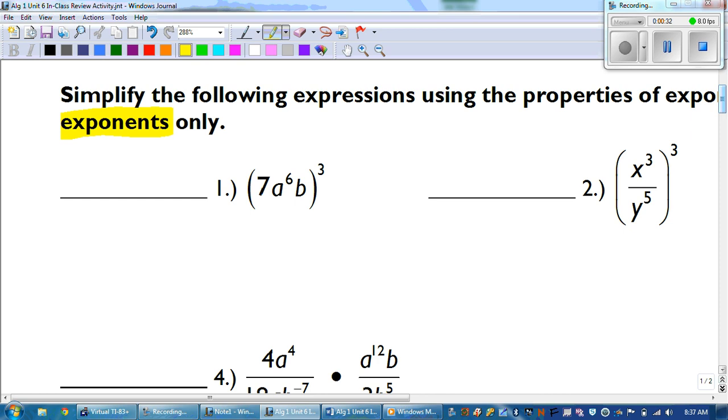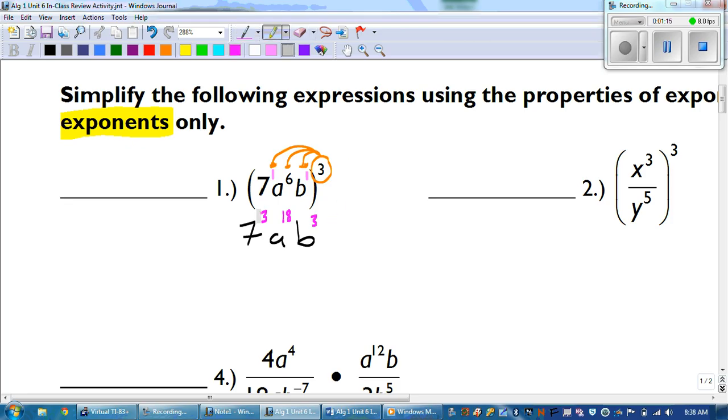Now, when the 3, that little exponent on the outside of the parentheses, is there, that's where we distribute, and we want to make sure that we're distributing to everything inside. Now, if it doesn't have an exponent, remember, it really does, it has a 1, okay? So we need to take this 3 and distribute to everything. So we have the 7, the A, and the B, and they're all getting new exponents. So 1 times 3 is 3, 6 times 3 is 18, and 1 times 3 is 3.